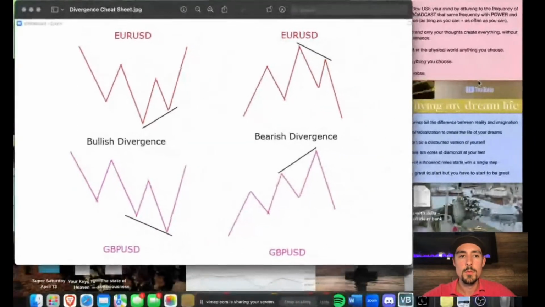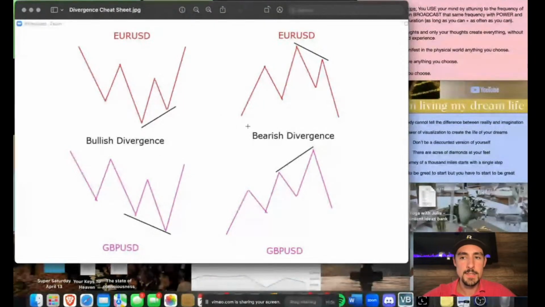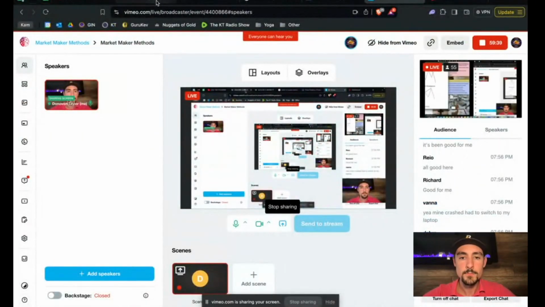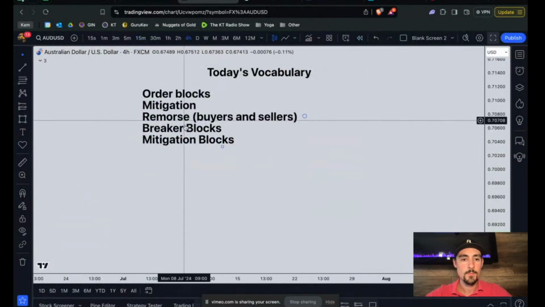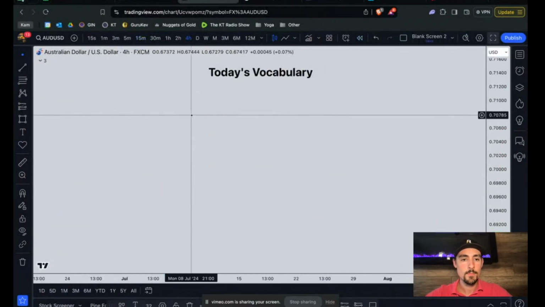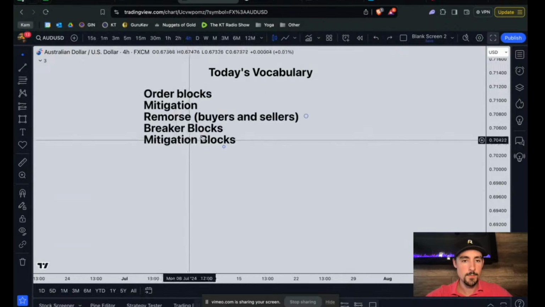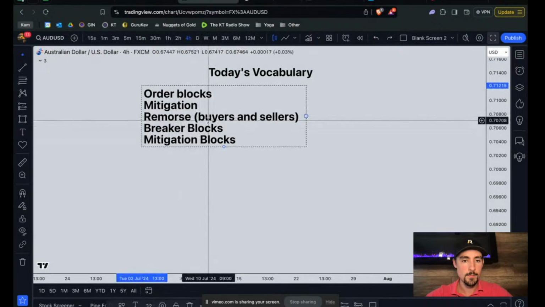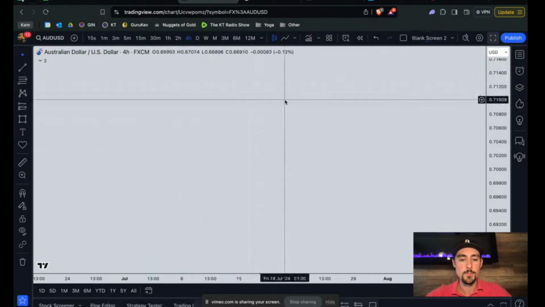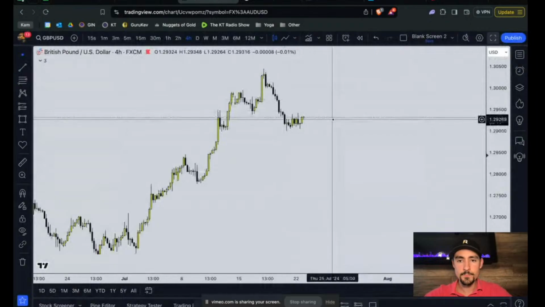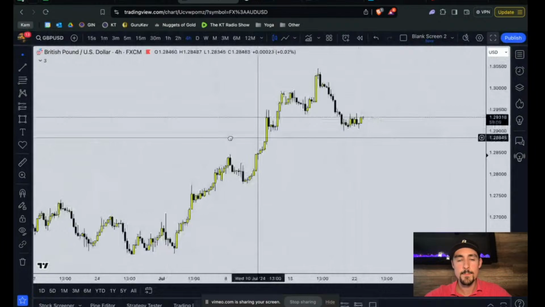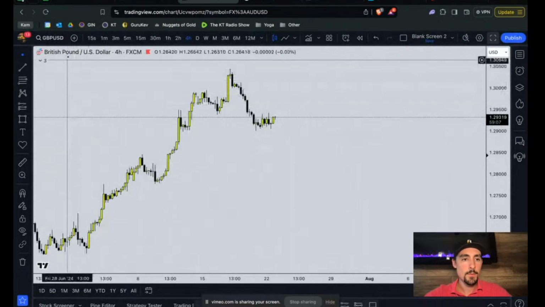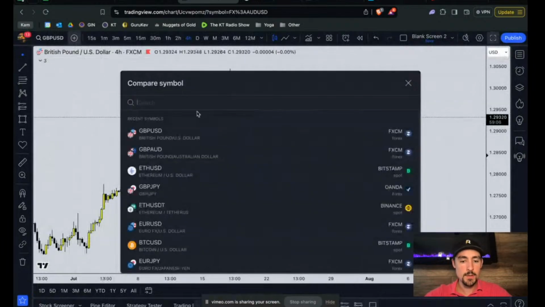So let's take a look at an example. Okay, cool. I think we covered all the vocabulary so far for today. Mitigation blocks, we've gone over that. Breaker blocks, we've gone over that. Cool. Yeah, we're good on vocab. So check this out. If we take a look at GBP USD and Euro USD, and for those of you guys that didn't know, you can pull up two charts on the same screen.